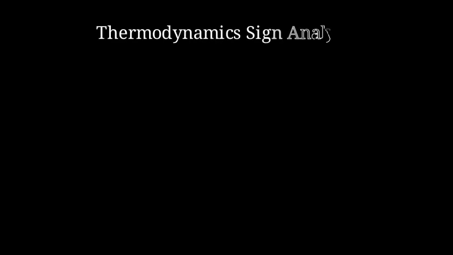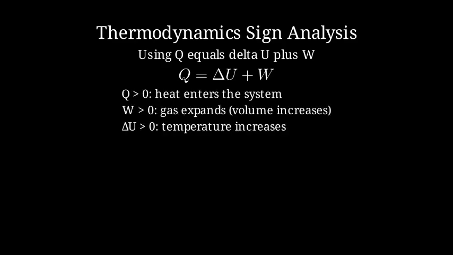Welcome! In this video, we'll solve two thermodynamics sign problems using the first law of thermodynamics and the Clausius sign convention. The key equation is Q equals delta U plus W. Here, Q is heat added to the system, W is work done by the system, and delta U is the change in internal energy. With the Clausius sign convention, heat in is positive and work done by the system is positive when the gas expands.